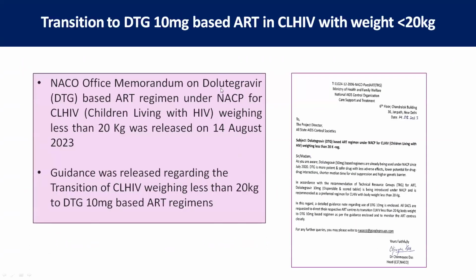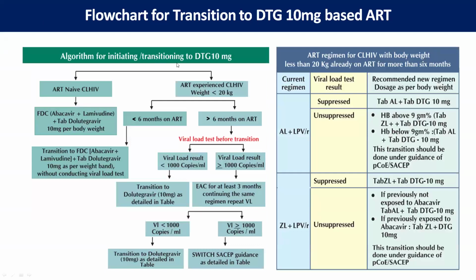There is a memorandum we received on the 14th August 2023 for starting the 10 milligram dolutegravir-based regimen. This is a flow chart for the ART regimen: the body weight is less than 20 kg, already on ART for more than 6 months. Then what to do? It's very important to know this step.